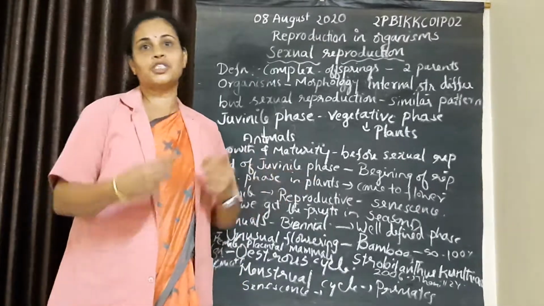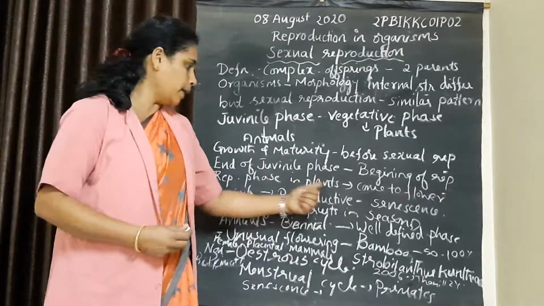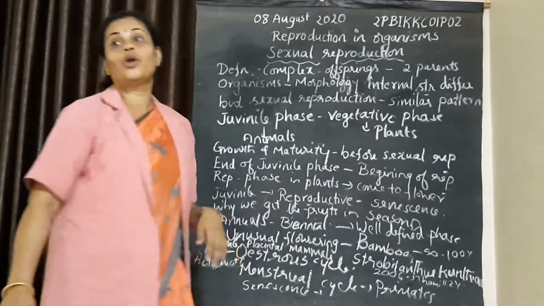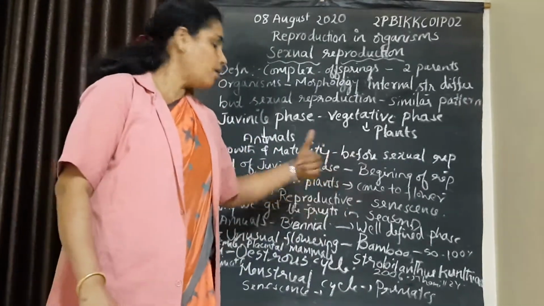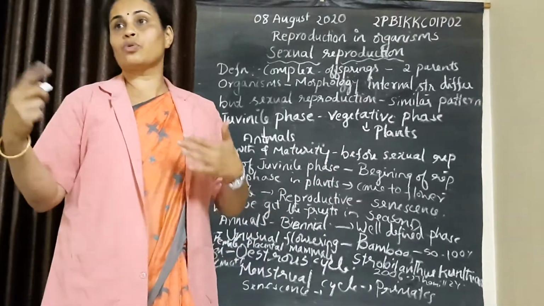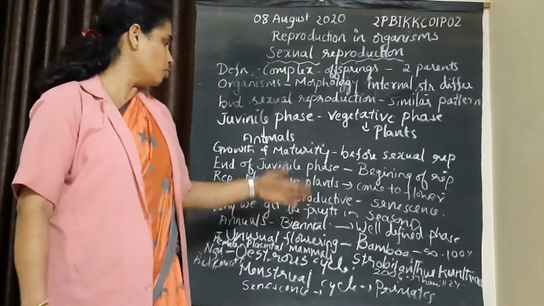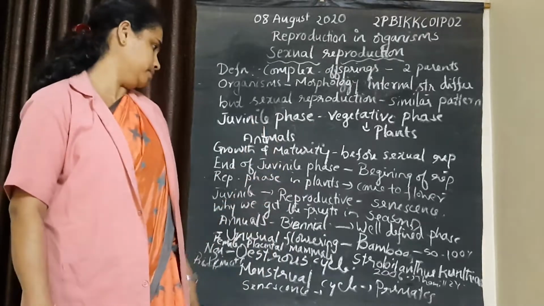Why can we not distinguish them at all? Mainly because they live for a long time. There are plants which produce flowers throughout the year. Some plants may produce throughout the year, and some plants do not produce flowers throughout the year.